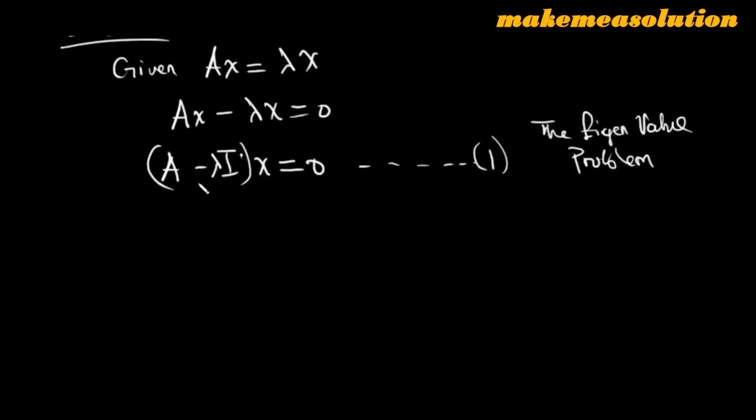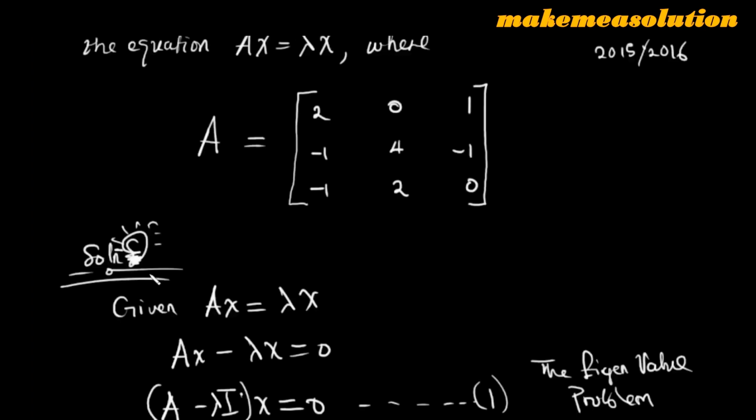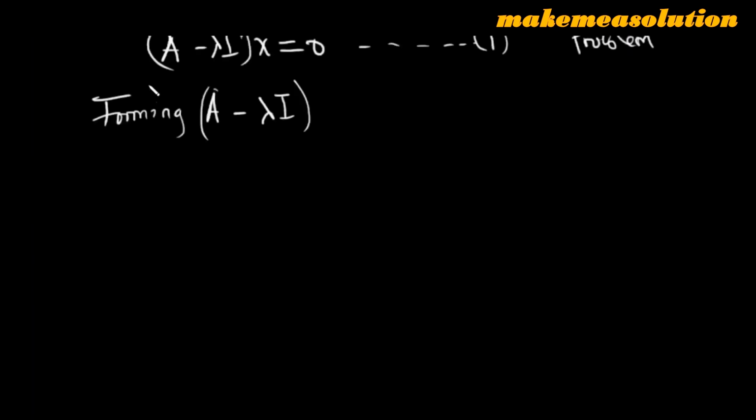This helps us form what we call a characteristic polynomial or characteristic equation, and with that we can get our eigenvalues. After getting the eigenvalues, we use them to get the eigenvectors. So we are going to form A − λI.